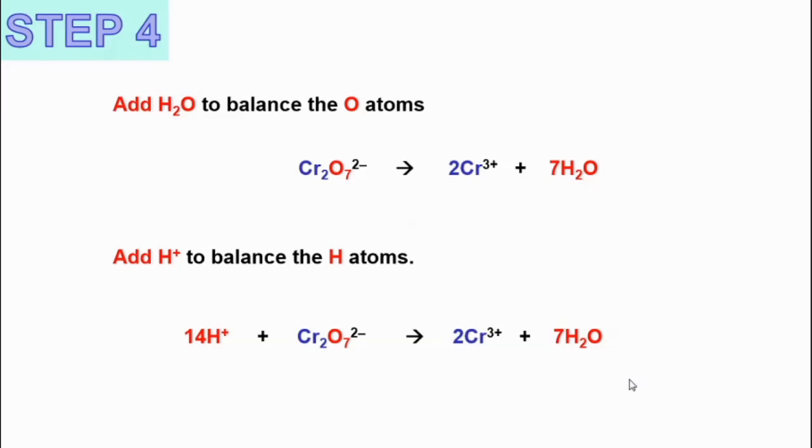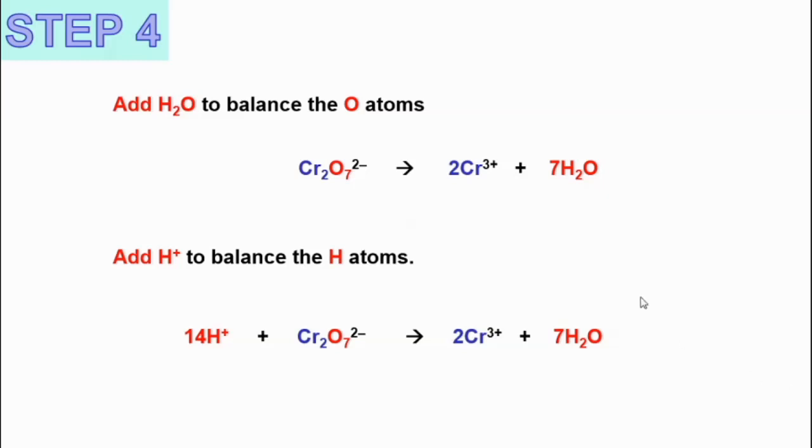If you're not sure about this, we can always check for the number of atoms. For example, on the left side there are 2 chromium, right side 2 chromium. Here we have 7 moles of oxygen, so here 7 times 2, also 7 moles of oxygen. So 14 moles of H+, and we have 7 times 2, 14 moles of H. See, guys? So this half equation is balanced.